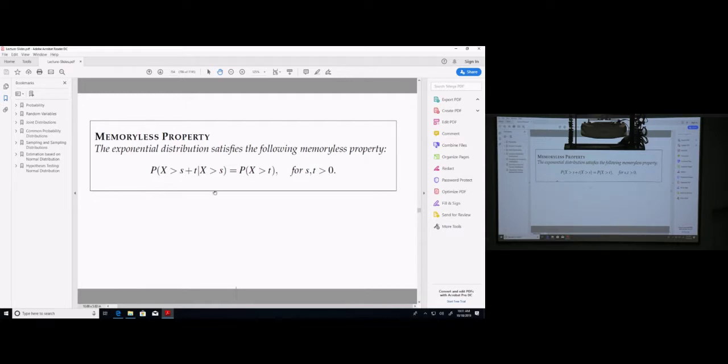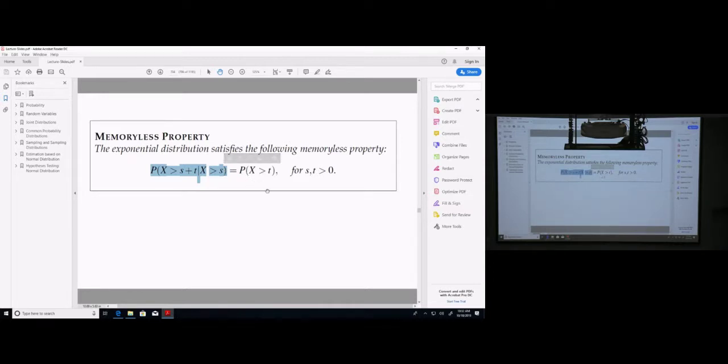Okay, now let me interpret this. Suppose we are thinking of X as measuring the time to failure of, say, a certain system or a light bulb. So you already know that the light bulb has been working until time s, all right? And you want to ask whether the light bulb will work for another t units of time. So this is the conditional probability that we want to compute.